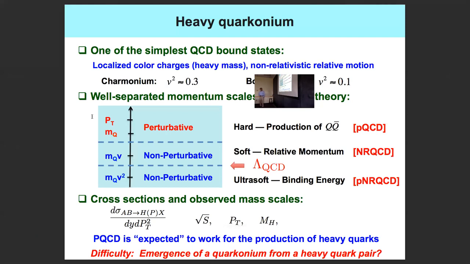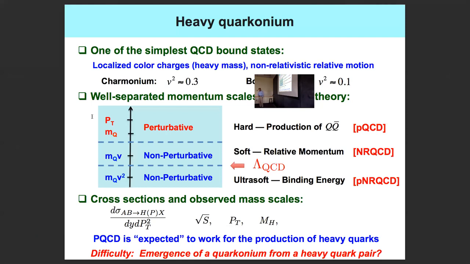But when you measure the cross section, you never see these scales directly. What you see in the real experiment is the hadron's PT and the mass of hadrons. You never see these kinds of quantities. But because the mass of the hadrons is sufficiently heavy, perturbative QCD is expected to work for the production of heavy pairs.